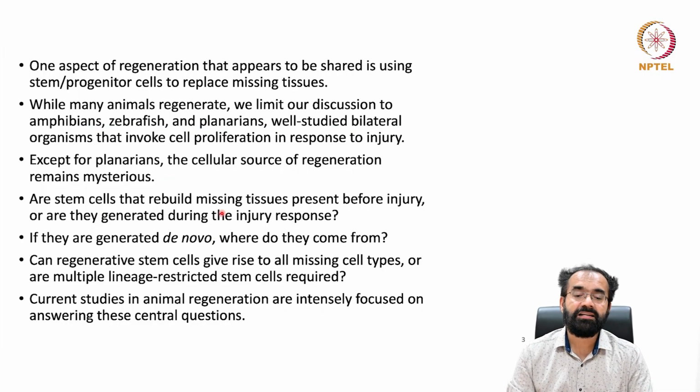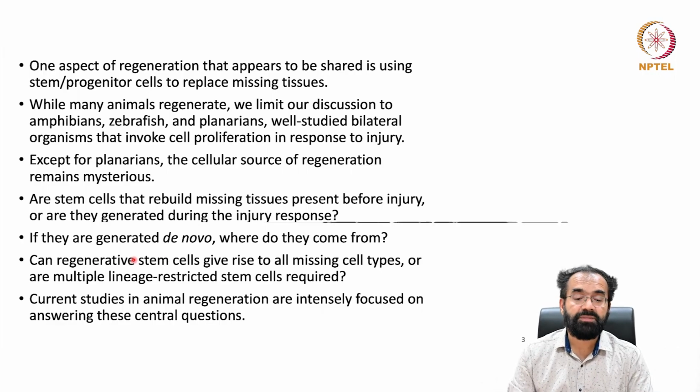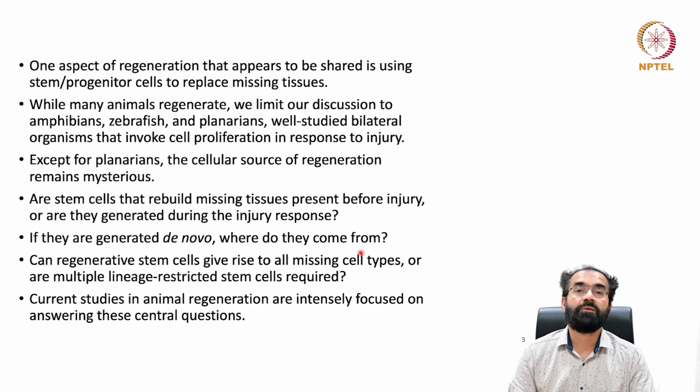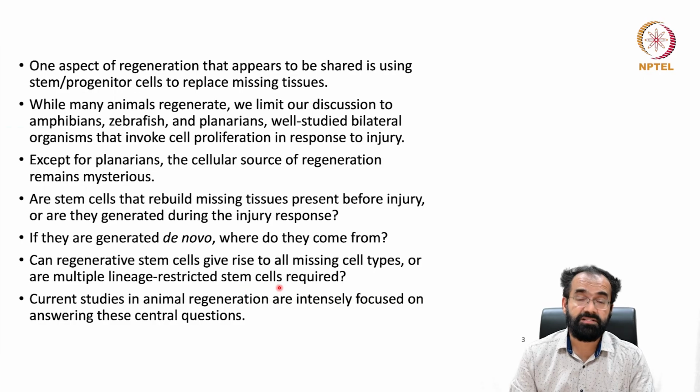Are stem cells that rebuild missing tissues present before the injury, or are they generated during the injury response? One question one can have. If they are generated de novo, where do they come from? Are they coming from the site of injury, or are they coming from elsewhere? Another question one can ask. Can a regenerative stem cell give rise to all missing cell types, or are multiple lineage-restricted stem cells required? This is another question we can have.